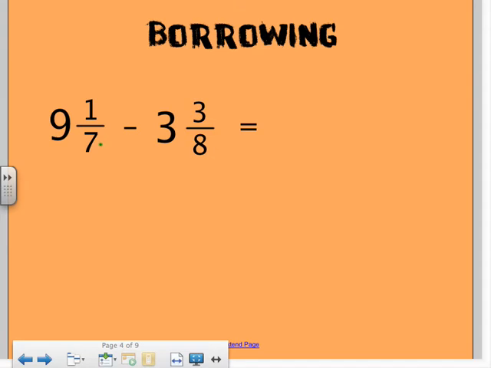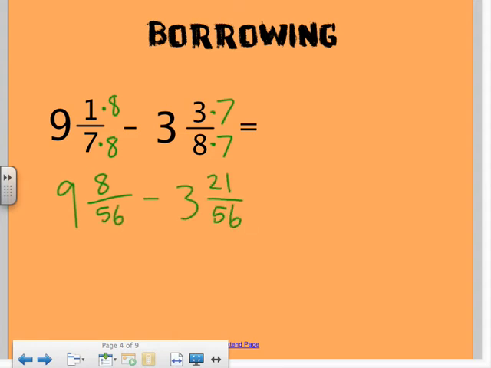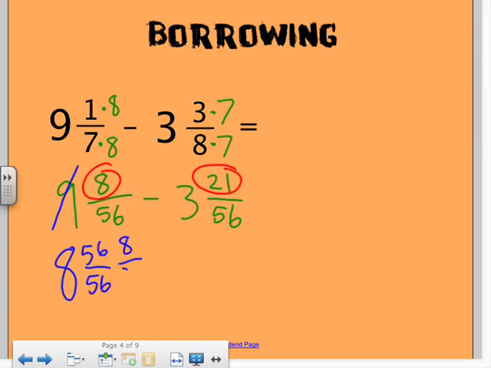All right, so again, going into it, we know we're gonna have to borrow just because that's what this lesson is on, but normally you wouldn't know. So you go along, get 8, and this is 56, minus 3 and 21, 56. You start subtracting, 9 minus 3 is 6, but you instantly notice 8 minus 21, I can't do that. So this is a prime example, we need to borrow. So the 9 is becoming an 8, and that whole we borrowed was 56, 56. We already had 856, so all together, it's 6456.